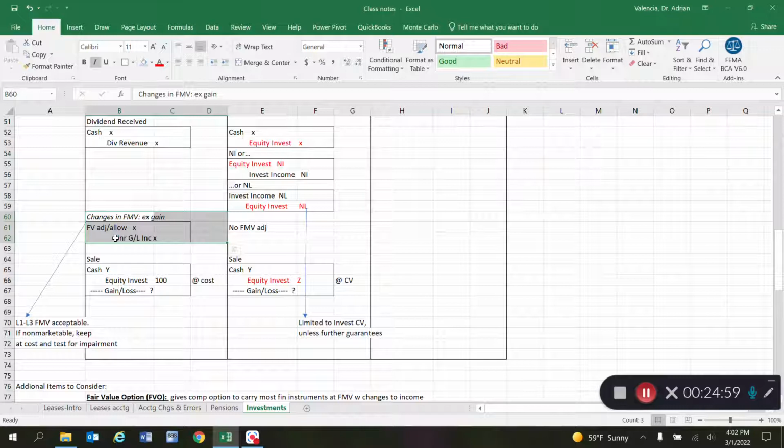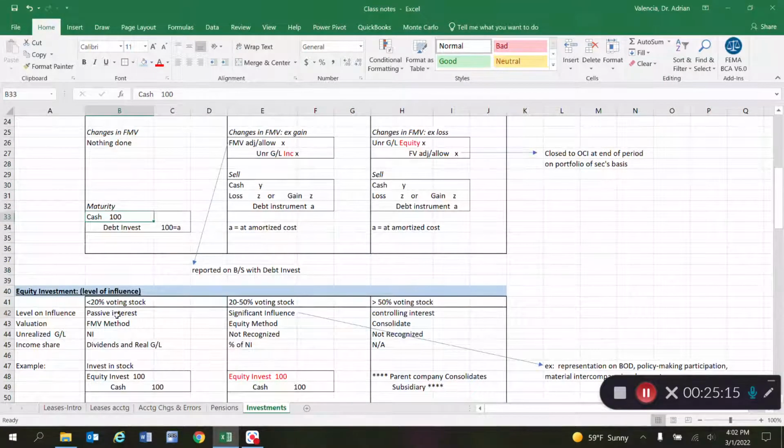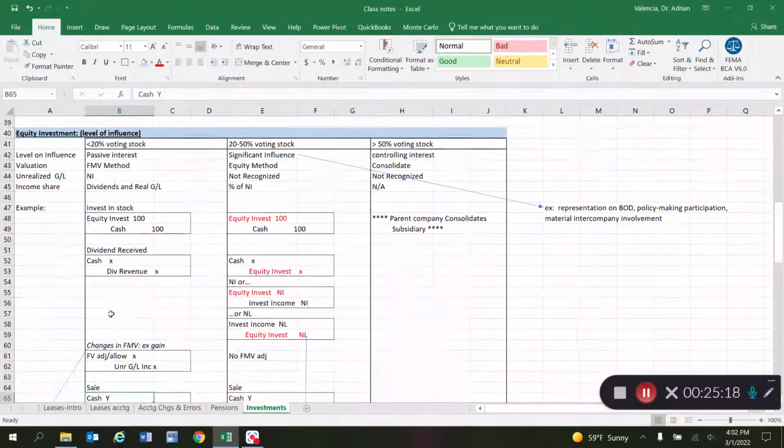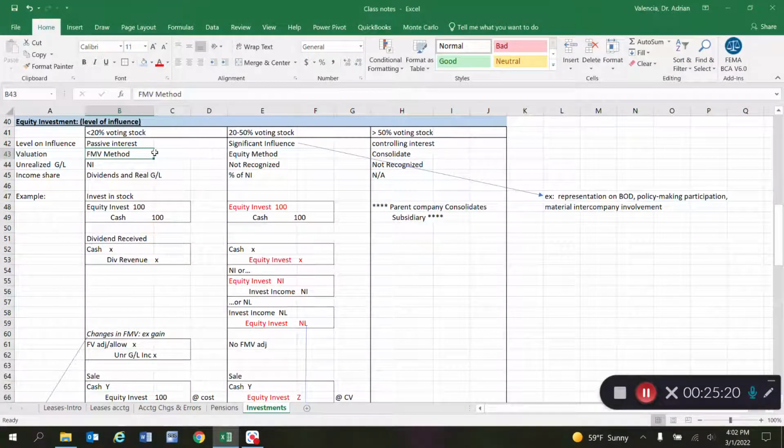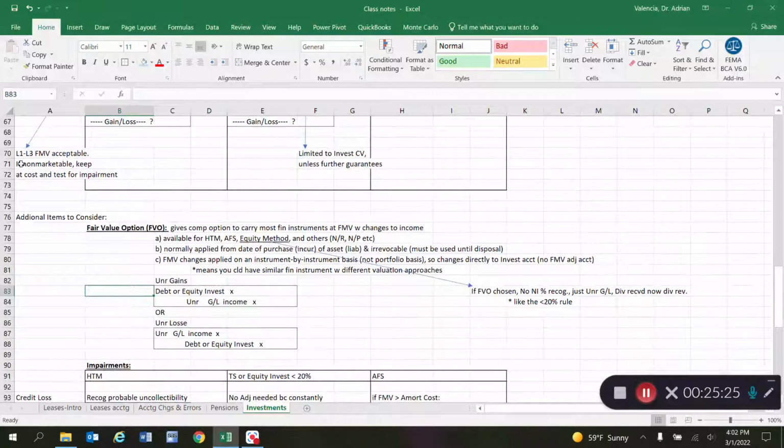And sometimes it happens that the investment we are in is non-marketable. In other words, we don't have a way to determine what it's worth at a particular reporting period. If that is the case, there is an exception. Even though the passive interest category says you must carry that investment at fair market value, if for some reason you don't have a reliable way of determining fair market value, then you can carry it at cost and just test that investment for impairment.